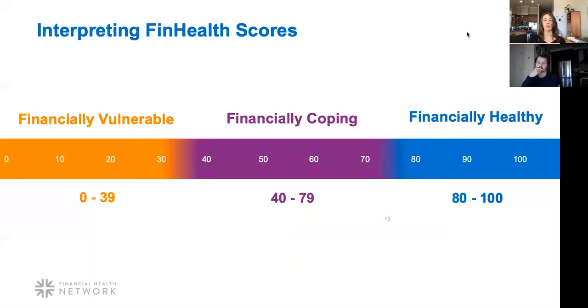And individuals who score between 80 and 100, again, based on those 8 indicator multiple choice questions, these individuals can be considered financially healthy. So they're spending, saving, borrowing, and planning in ways that allow them to be resilient and to pursue opportunities over time.